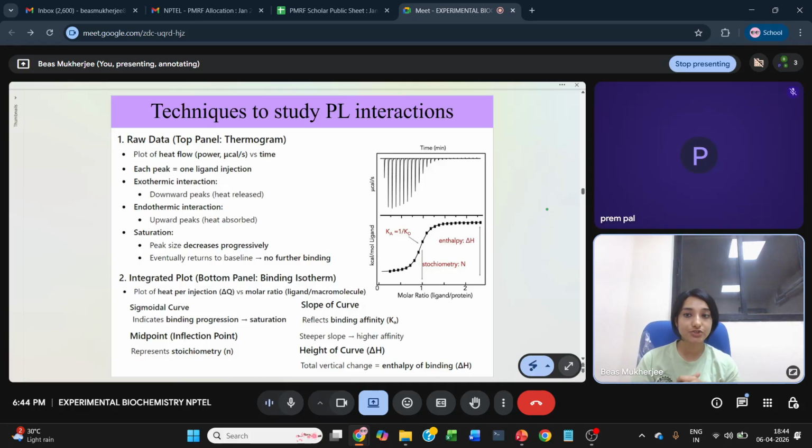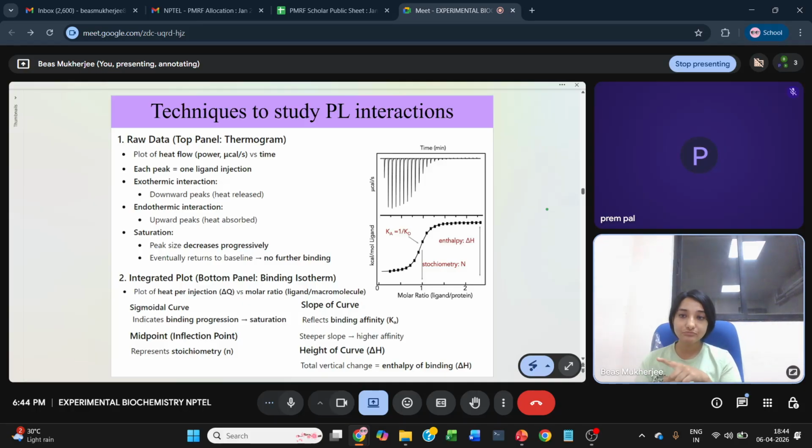Then we have saturation. The peak size decreases progressively, that is saturation. Eventually it returns to baseline, that is no further binding, right? What we saw in the sensorgram of the SPR as well. Now, the integrated plot is called the binding isotherm. That is called the thermogram, and this is called the binding isotherm. Here we plot the heat per injection, that is delta Q, versus the molar ratio, that is ligand by macromolecule or protein, right? So ligand by protein.